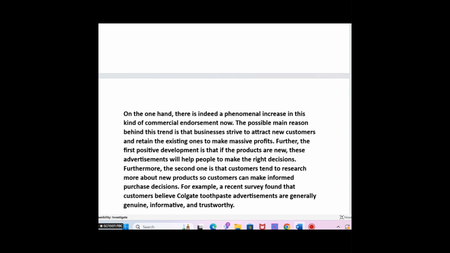A recent survey found that customers believe Colgate toothpaste advertisements are generally genuine, informative, and trustworthy. This is one way of giving an example. This is the second paragraph, a part of the body of the essay. There are no difficult words, and I explain 2-3 difficult words.